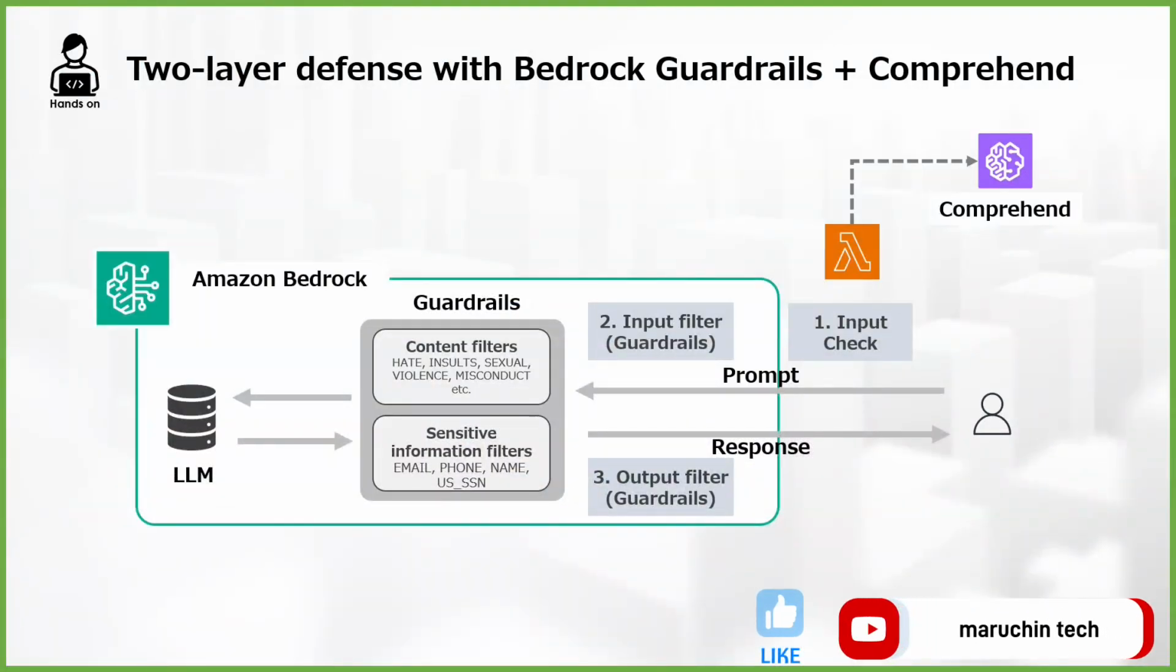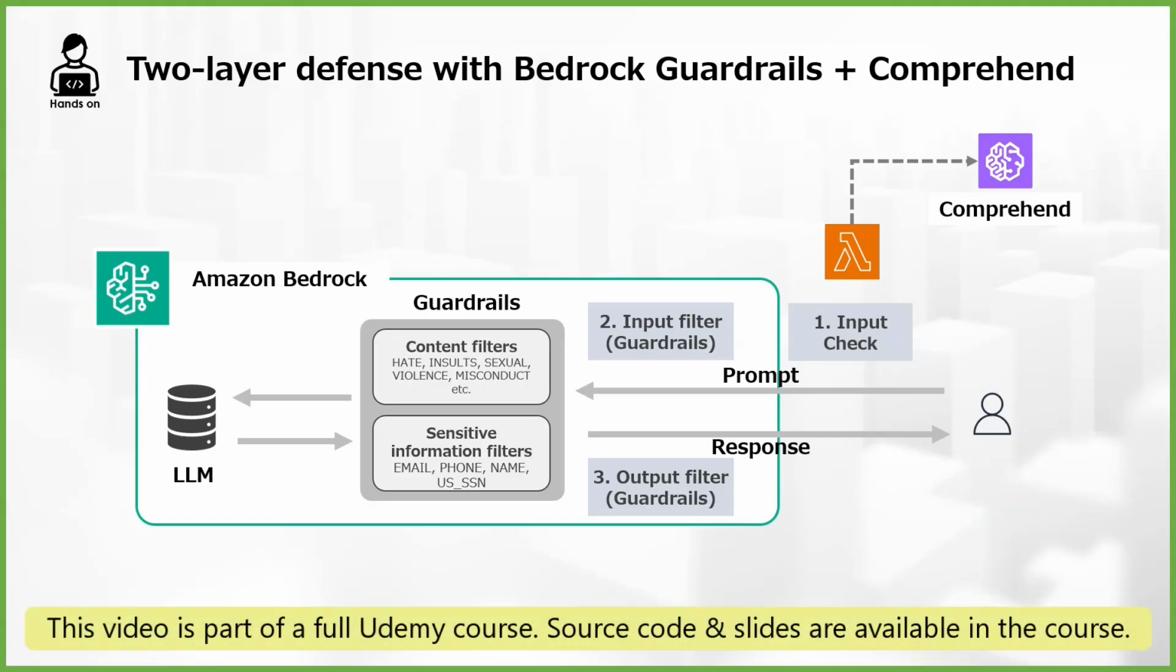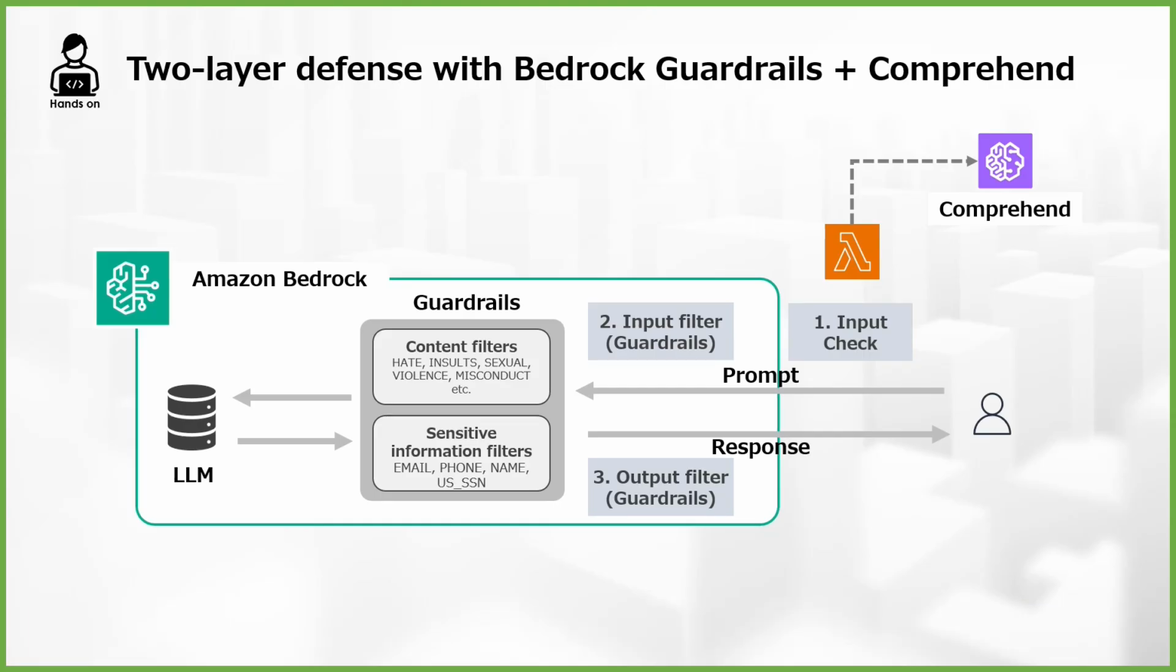We will build a two-layer defense using the Bedrock Guardrail and Comprehend. In this hands-on lab, we will build a configuration that blocks the personal information and harmful content in the user's input in two stages. In the first layer, Comprehend detects the personal information, and if personal information is detected, the request is rejected at that point without ever reaching Bedrock.